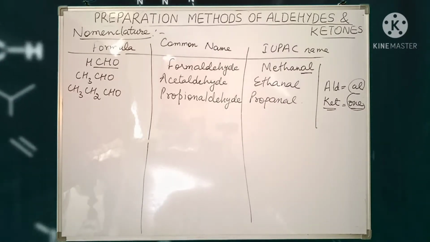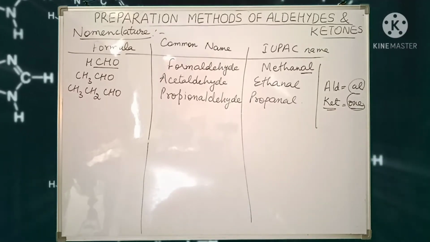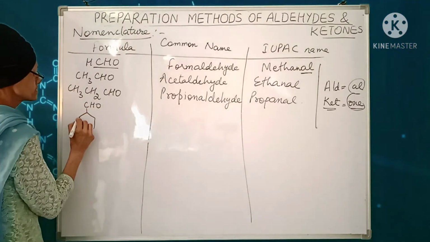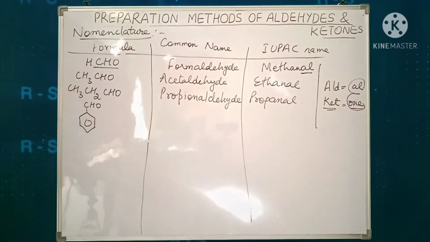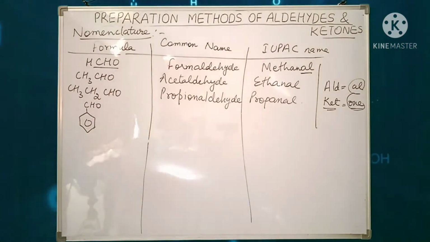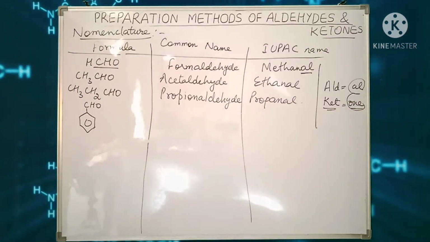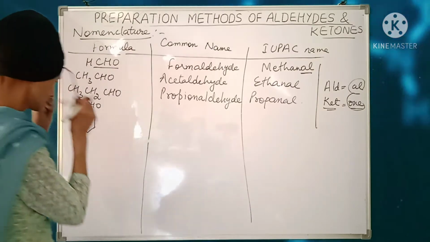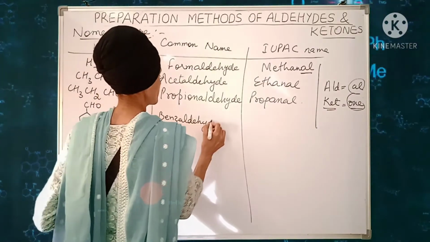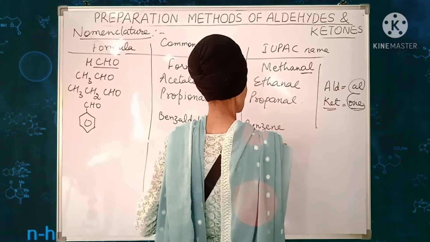The same is the case with the nomenclature of ketones also, but I would like to tell you a few names of the aromatic aldehydes also. So this is one of the aromatic aldehydes, a benzene ring bearing an aldehydic group. Its common name is benzaldehyde and its IUPAC name is benzene carbaldehyde.